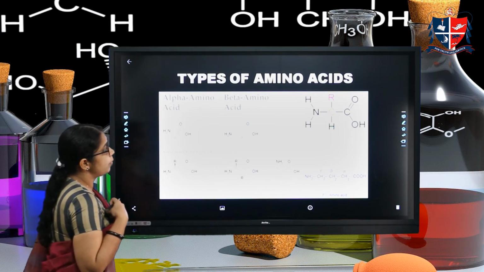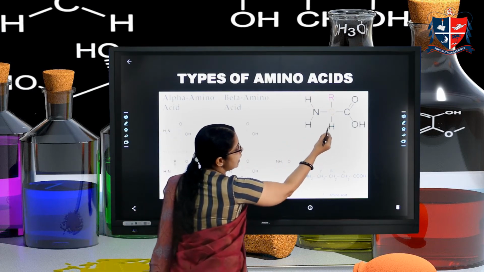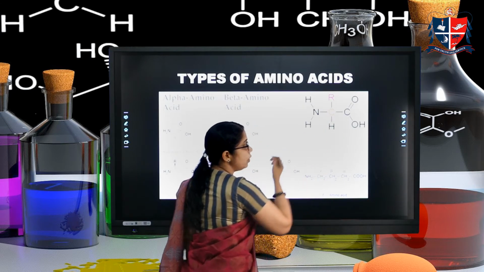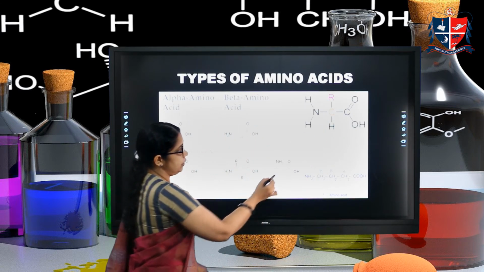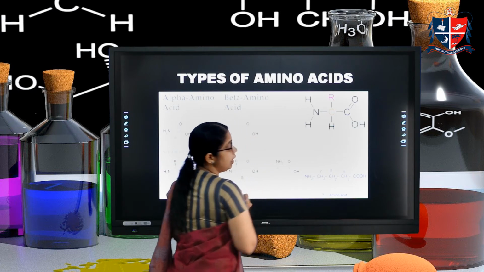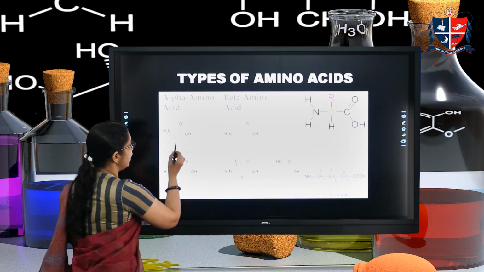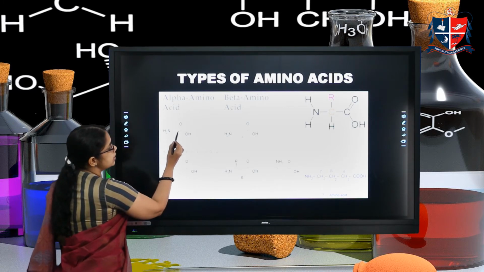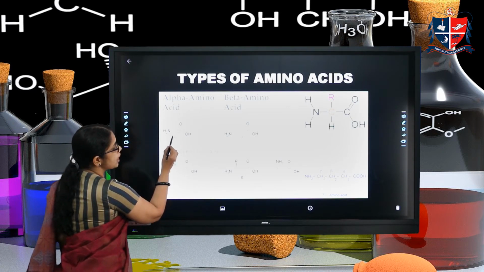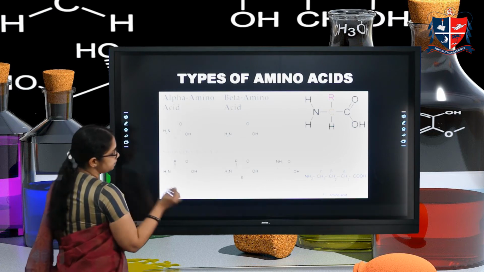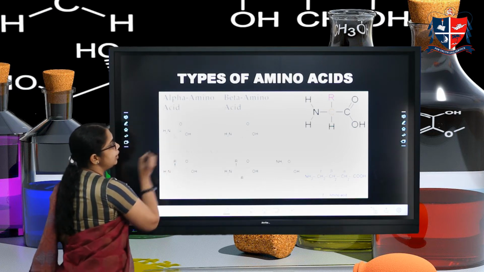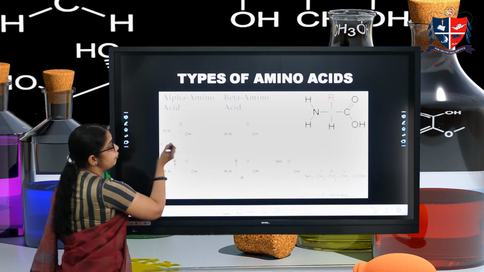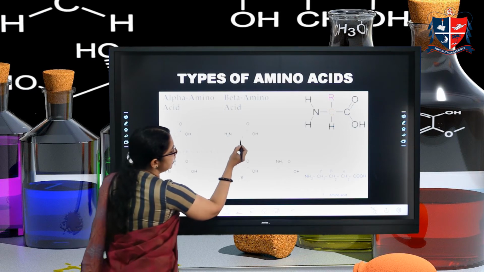So what is the alpha carbon? Here you can see this is COOH, and with respect to the COOH, this carbon is called the alpha carbon. This is glycine. NH2 is attached to this alpha carbon, so this is an example of an alpha amino acid.